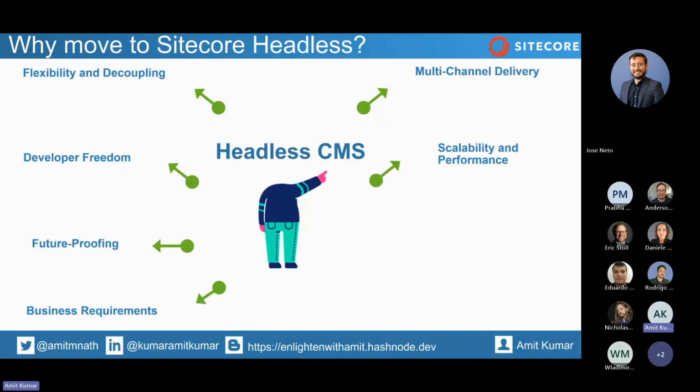Scalability and performance, you can target Google Lighthouse ratings also with the help of your front-end framework, as well as you do not need to scale your whole infrastructure in terms of content delivery to scale your application. You can just increase the head application where you have deployed, and the rest of the things you do not need to scale. So in those cases, it will be easy, or you can save the cost also.